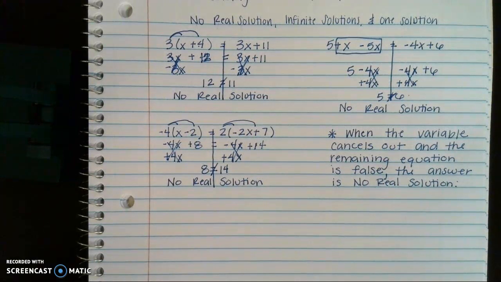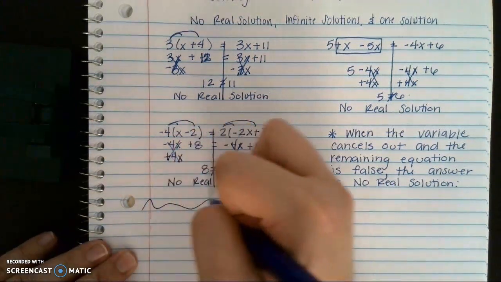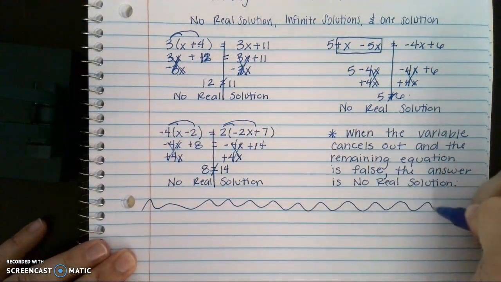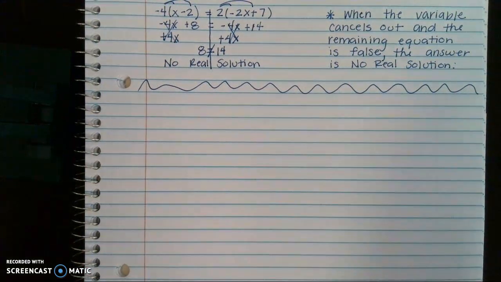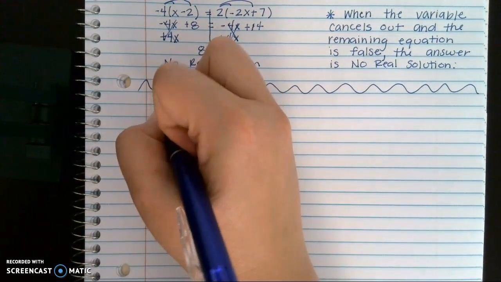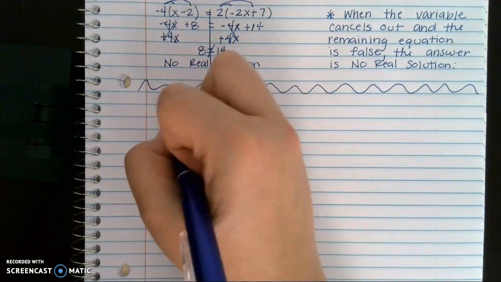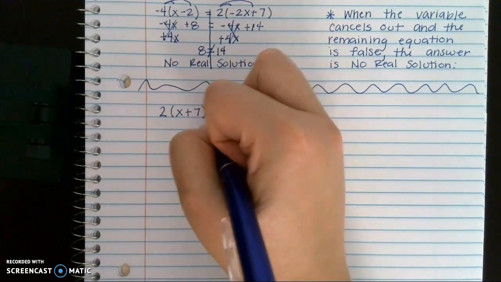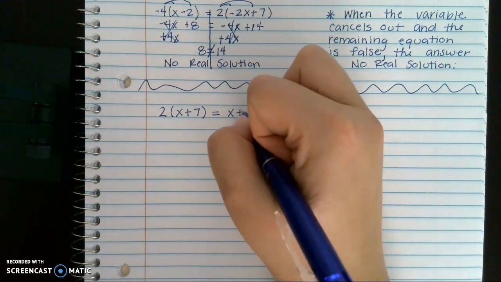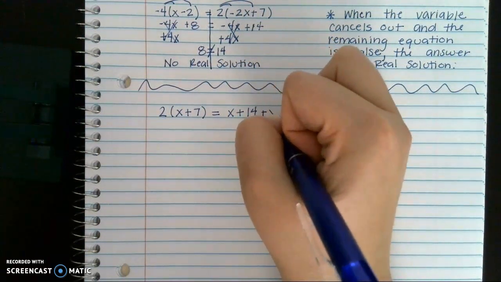From here, we're going to go on to our next one, so I'm going to put a little line to keep them separated. And then we're going to start our next round. Oops, let me make it straight. Now we have an equation that looks like this. 2 times the quantity x plus 7 is equal to x plus 14 plus x.